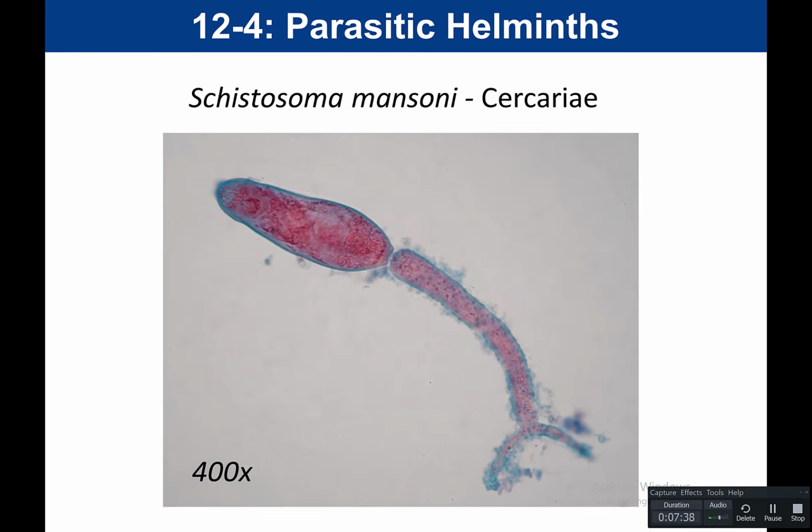You want to be able to identify the cercaria. This is the one that is infectious to humans. If you are swimming in water where these cercaria are found, they are going to penetrate the skin. And the way that we identify these is this mermaid-looking tail, this forked tail.